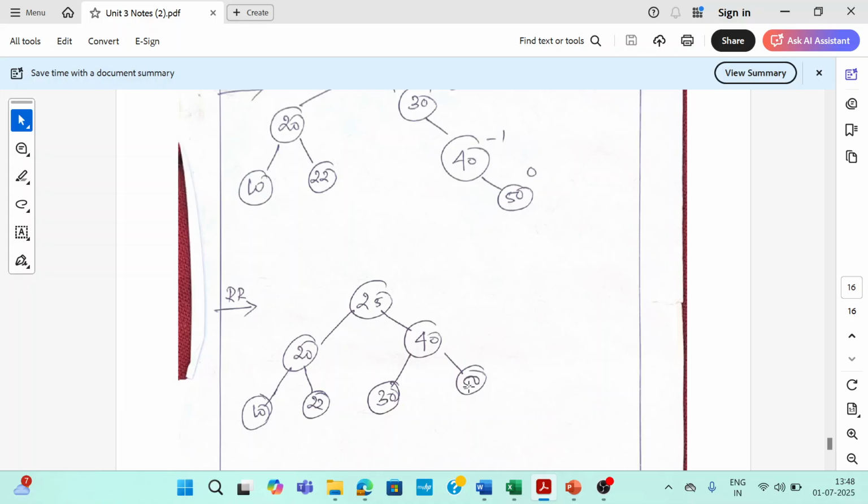By doing it so, what's the advantage? The searching time will be much lesser than in normal binary trees. Okay, thank you.